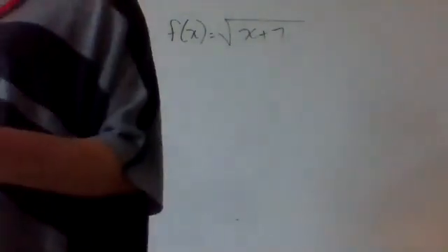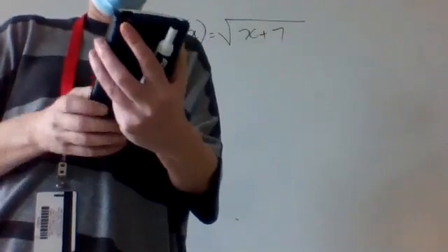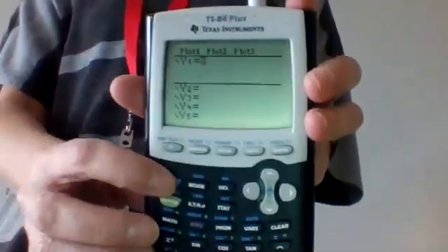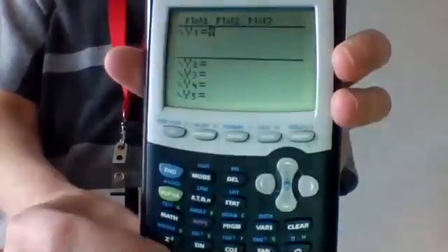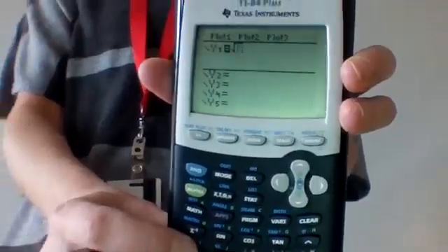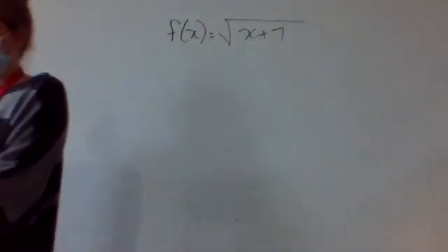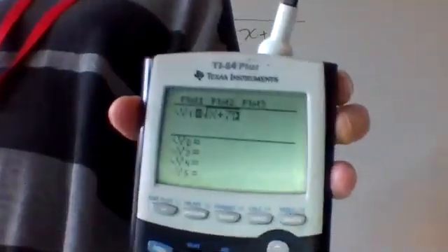Right? Let's put that in our y equals. So the first thing you're going to do is you need the square root, right? So you'll hit second, then your square root. Underneath the square root, you'll type in x plus 7, all under the square root.